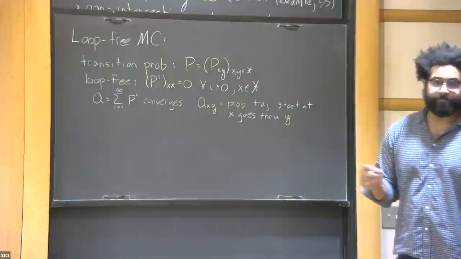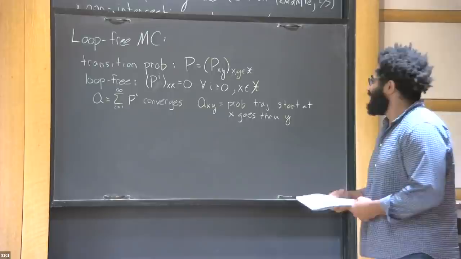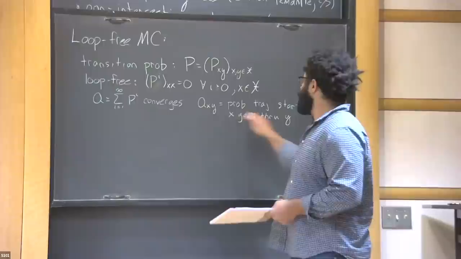Is this not a finite set? No, no. So this is countable, discrete, but infinite. If it was a finite set, this wouldn't be very interesting; loop free wouldn't really make sense. Okay, so this Q encodes probabilities of what your trajectory passes through.